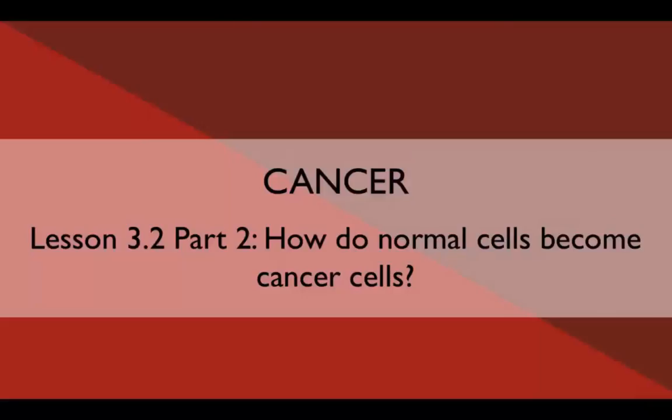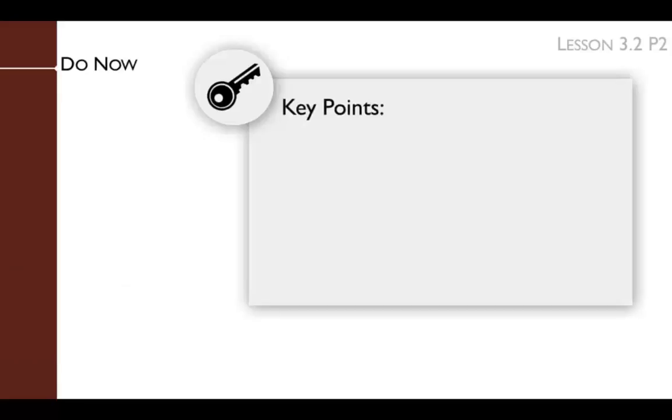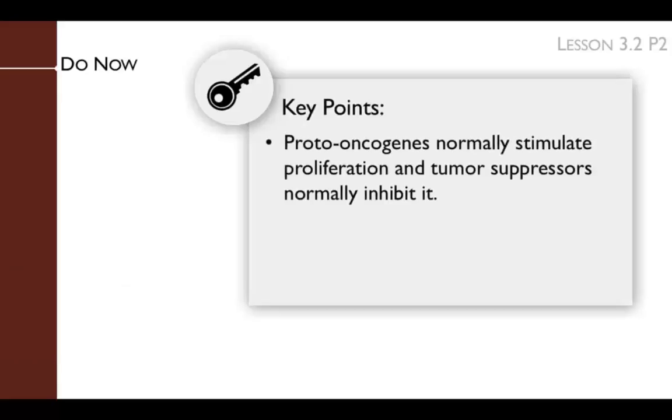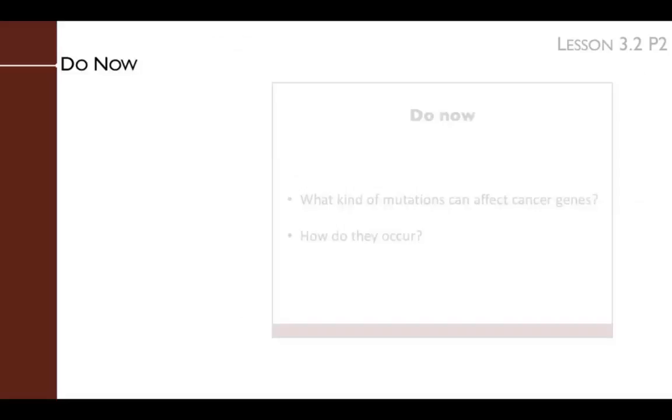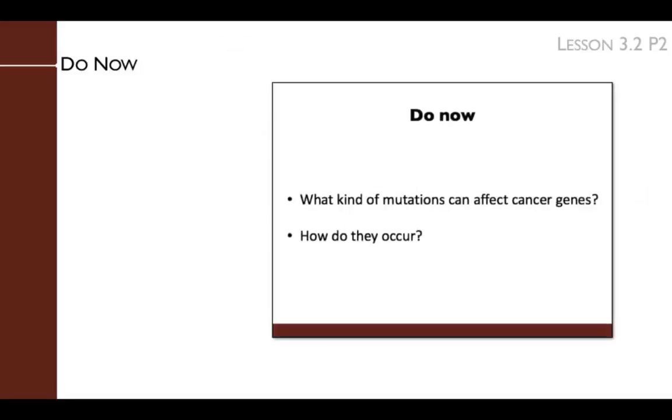We pick up from the first part of the lesson by engaging in a do now. The key points are that proto-oncogenes normally stimulate proliferation and tumor suppressors normally inhibit it. Mutations to both proto-oncogenes and tumor suppressor genes are the first steps in cell transformation. We begin the do now by considering what types of mutations are seen in cancer cells.